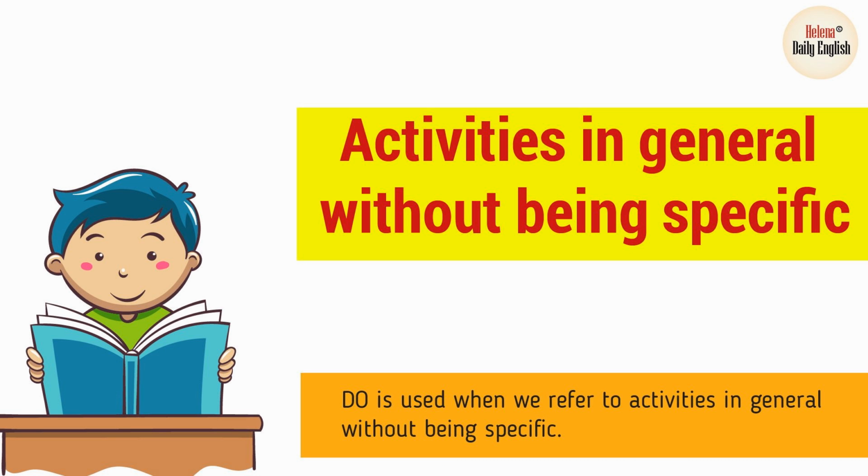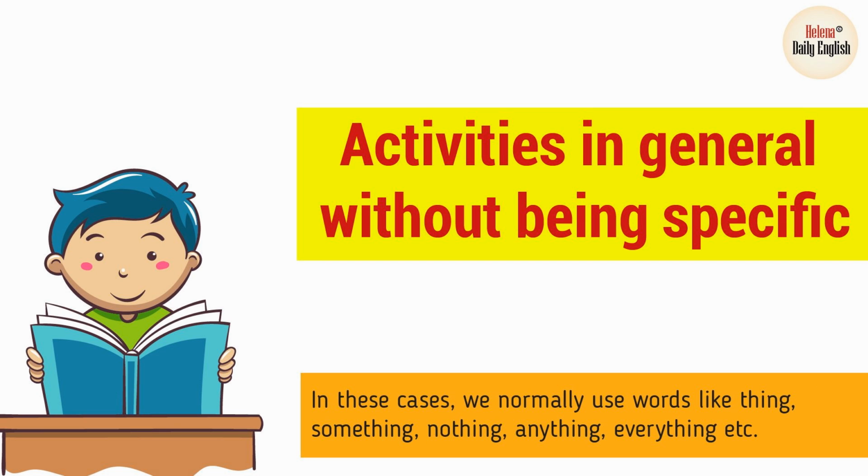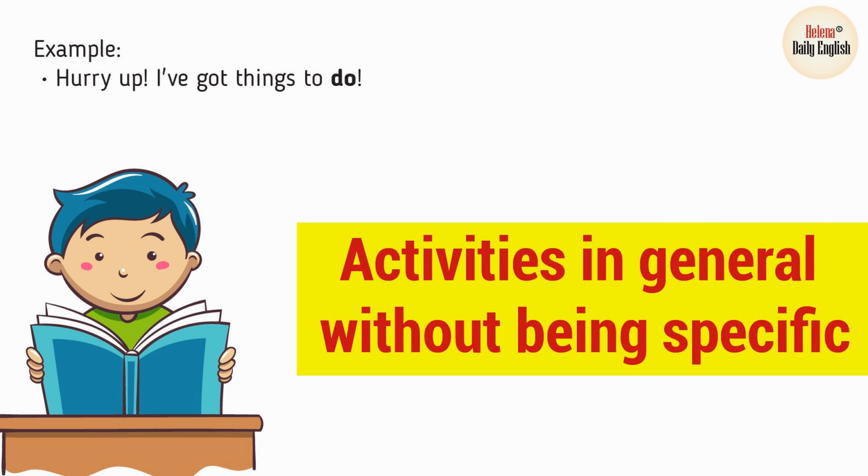Do is used when we refer to activities in general without being specific. In these cases, we normally use words like thing, something, nothing, anything, everything, etc. Example, hurry up, I've got things to do. Don't just stand there, do something. Is there anything I can do to help you?